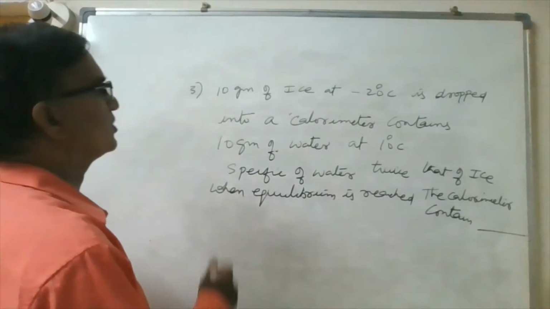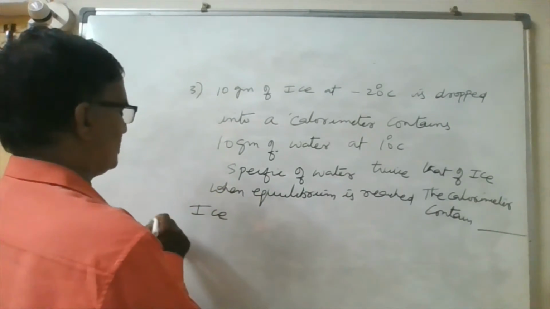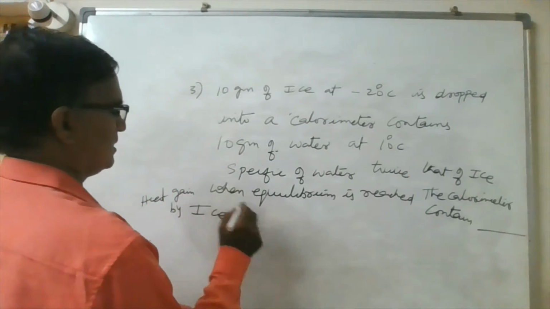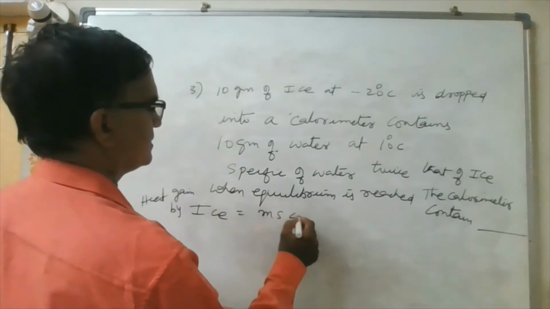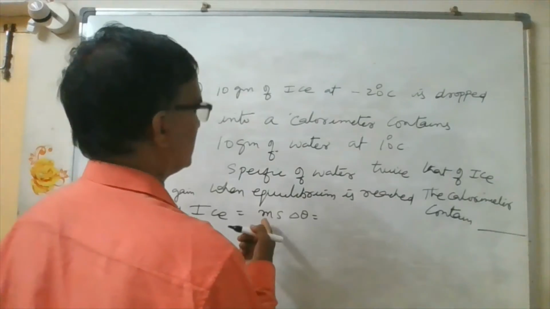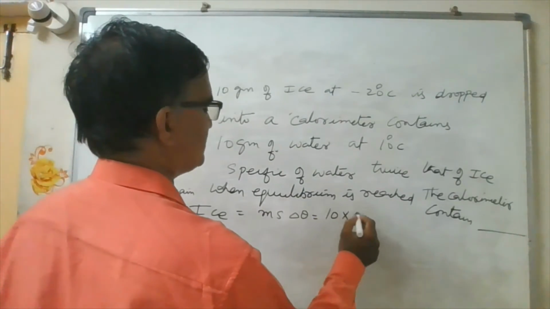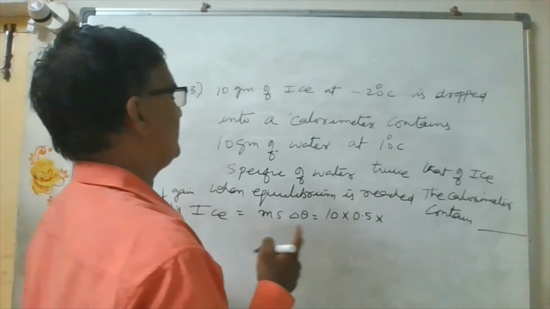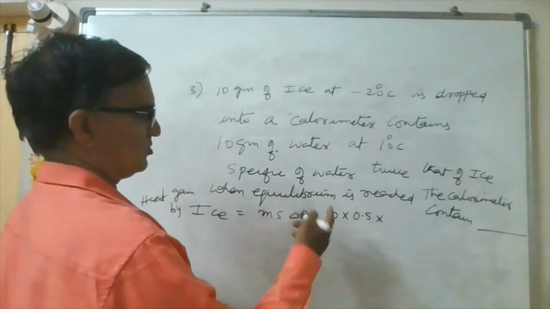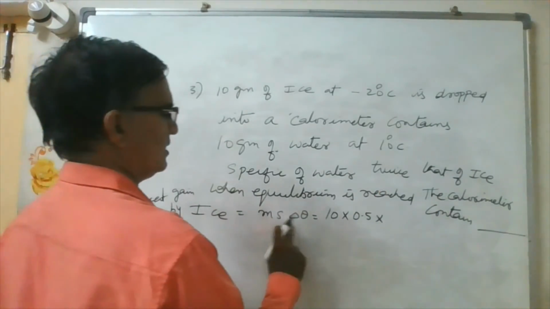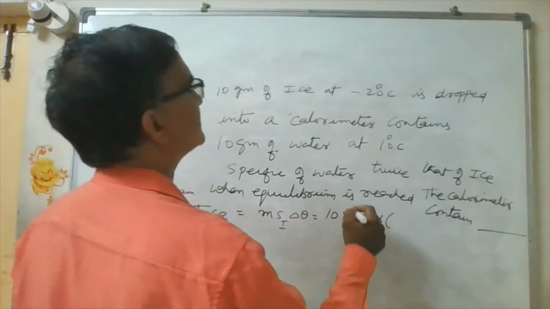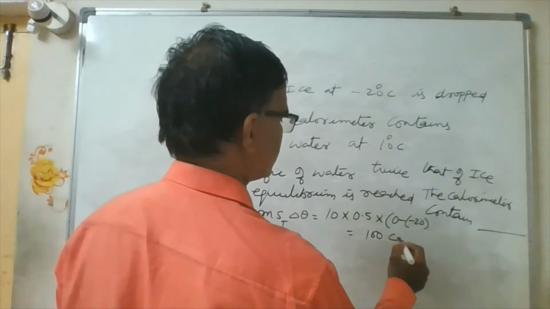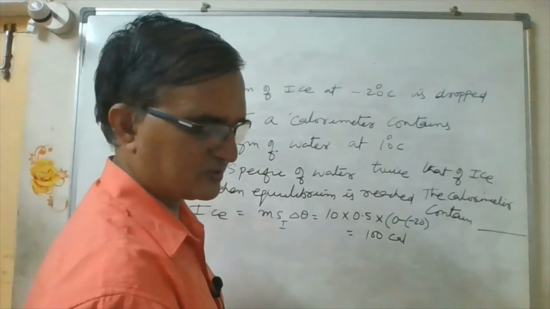Now in the case of ice, heat gained by ice is m s delta theta, where s is the specific heat of ice. Here the mass of ice is 10 grams. The specific heat of water is 1, so twice that of ice means the specific heat of ice is 0.5. Delta theta is 0 minus minus 20, which is 20. So that is 10 into 0.5 into 20, which is 100 calories.